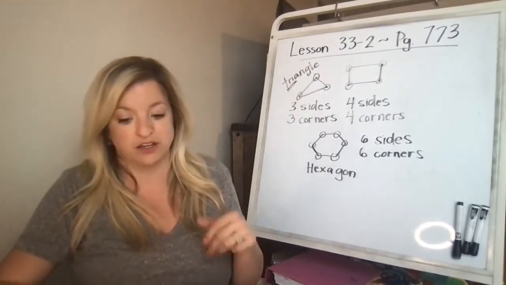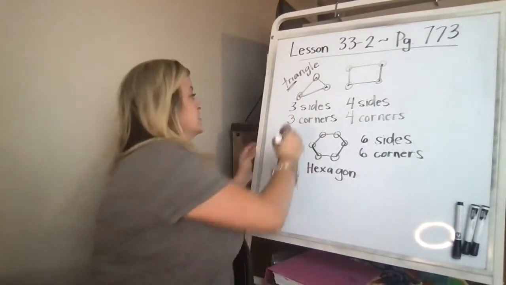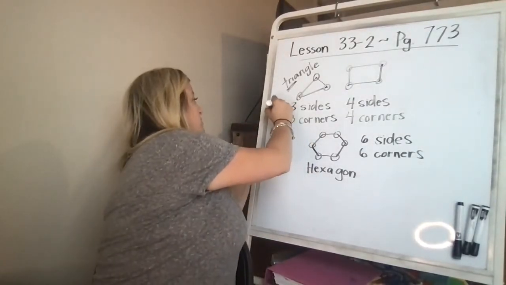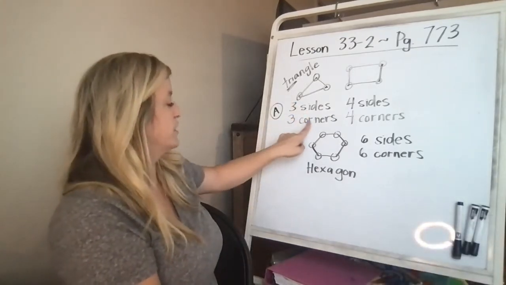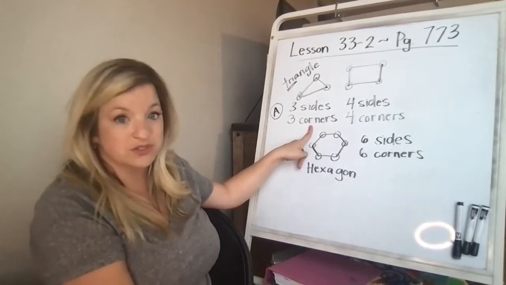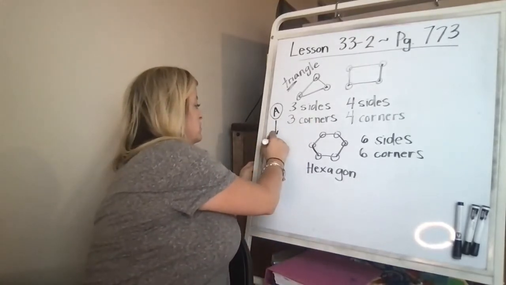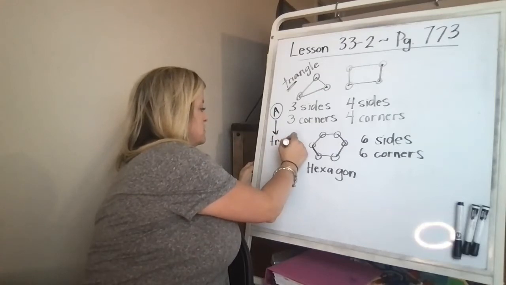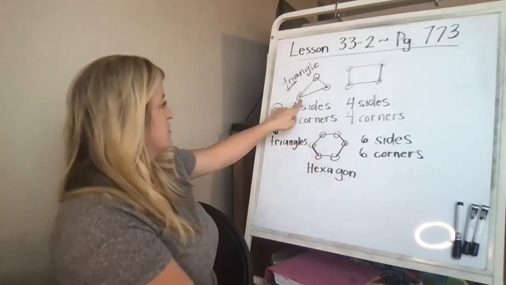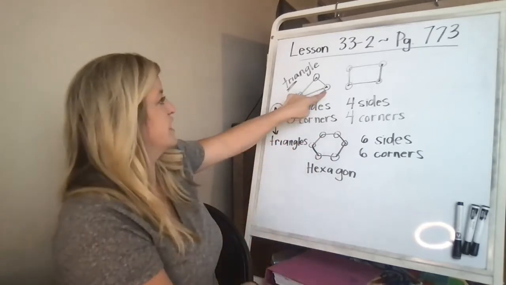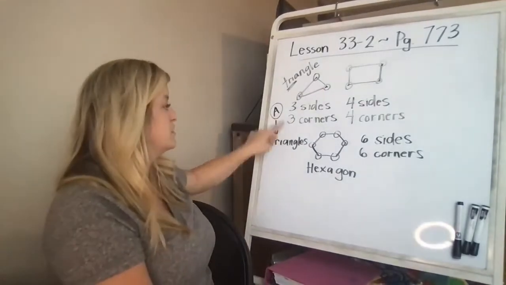Otherwise, I'm moving on. So in group A, you could say group A has all 3 sides, all 3 corners. You could also say group A are all triangles. So angles are where the corners are. These are the angles. And they're a triangle, so they have 3 of them.